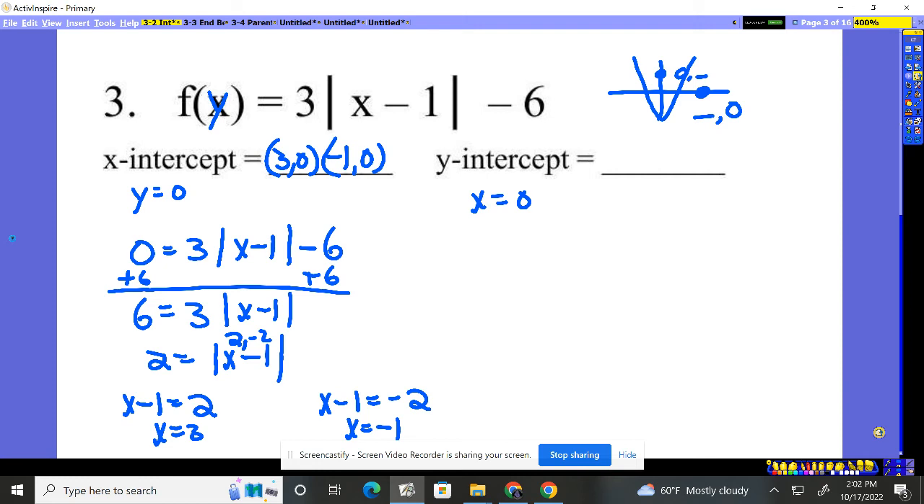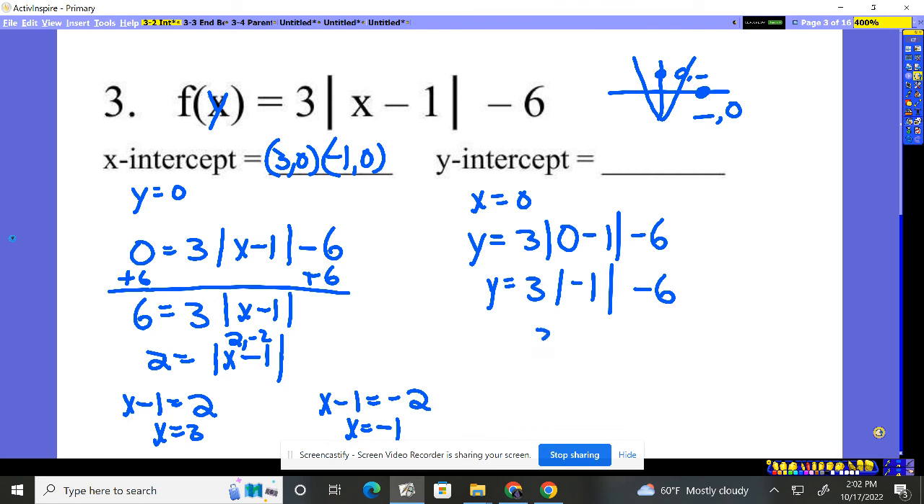All right, the y-intercept. Well, we know the x value is 0, so these are always easy to solve. y is equal to 3 times the absolute value of 0 minus 1, minus 6. So y is equal to 3 times the absolute value of negative 1, minus 6. What's the absolute value of negative 1? 1, and 3 times 1 is what? 3. So we get 3 minus 6, so we get negative 3. So he crosses at (0, negative 3).